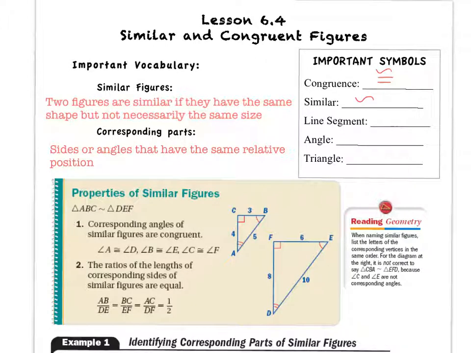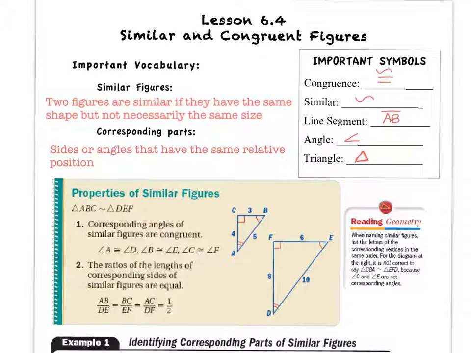When we're talking about a line segment, we always identify a line segment by the 2 points that are the endpoints of it. So if we were talking about the line segment from point A to point B, we would label that as AB, and then we put a line on top of it to indicate that it's a line segment. The next one is for an angle, which is the symbol that we use for an angle. And the last one is for a triangle. It's a pretty obvious symbol. It's just a triangle.